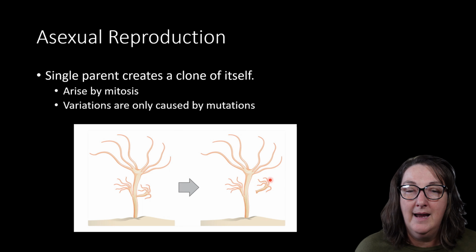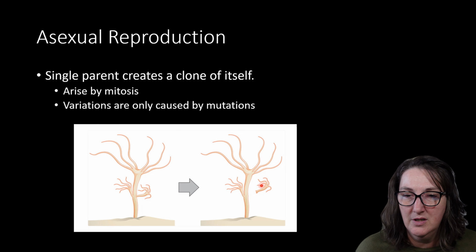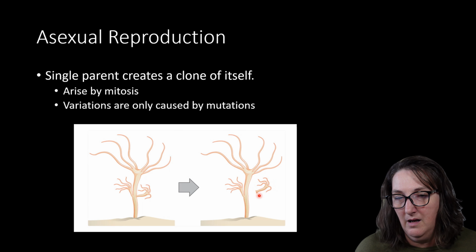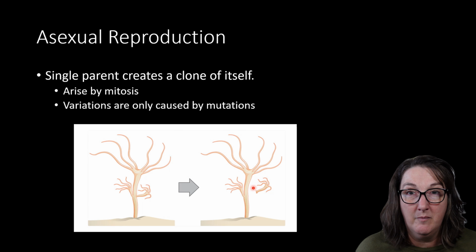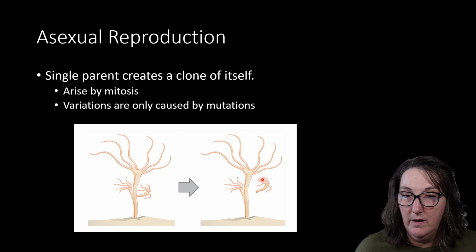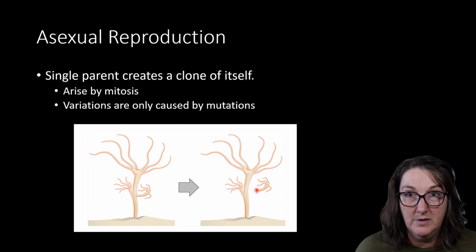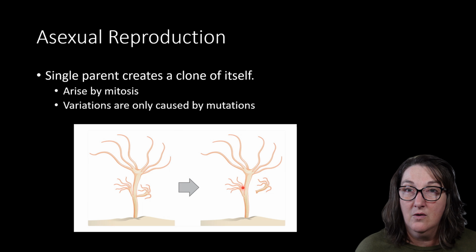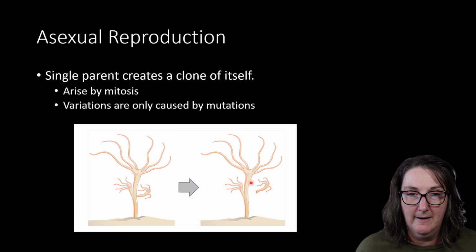The only way I can have any type of variation is if there's some type of mutation in the developing process of this type of organism. Now, from this point on, if this piece here became mutated, all of this offspring would be mutated because that code has now been embedded into the genes or the traits of this specific organism.